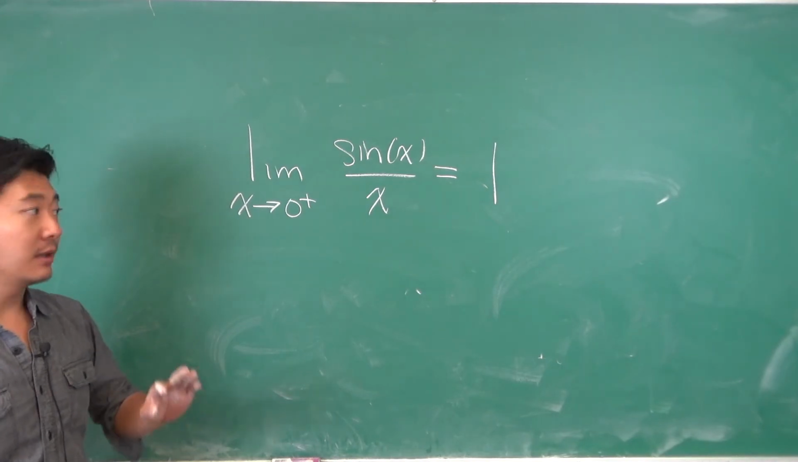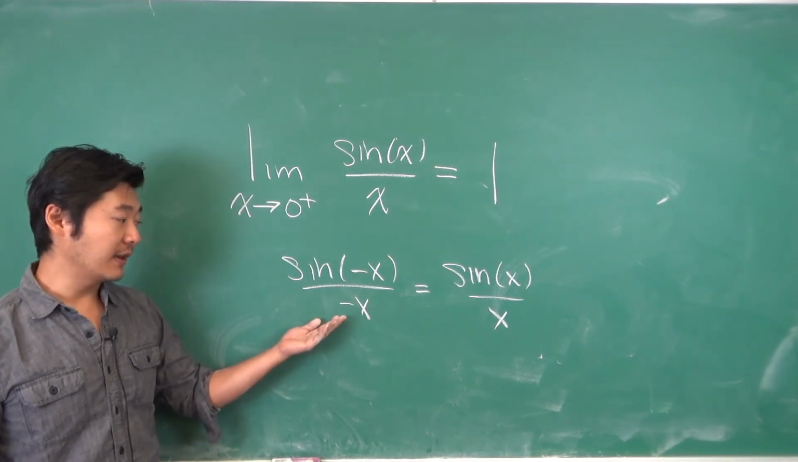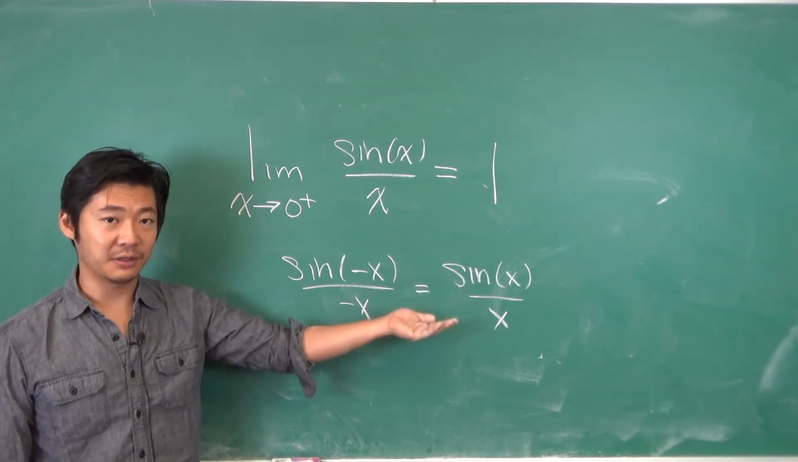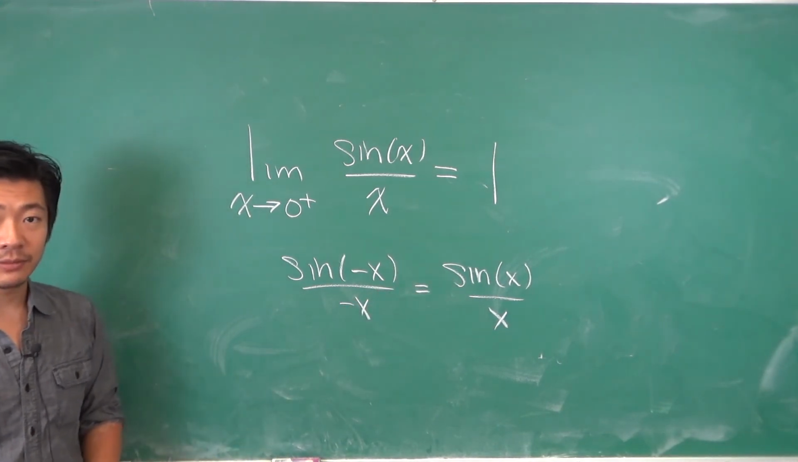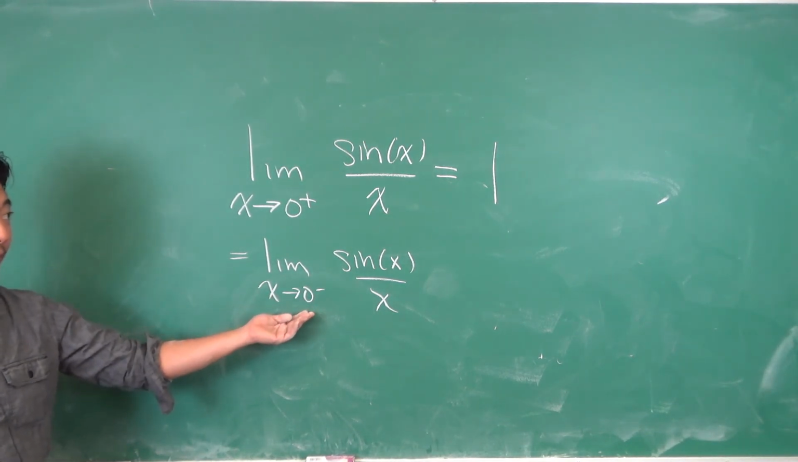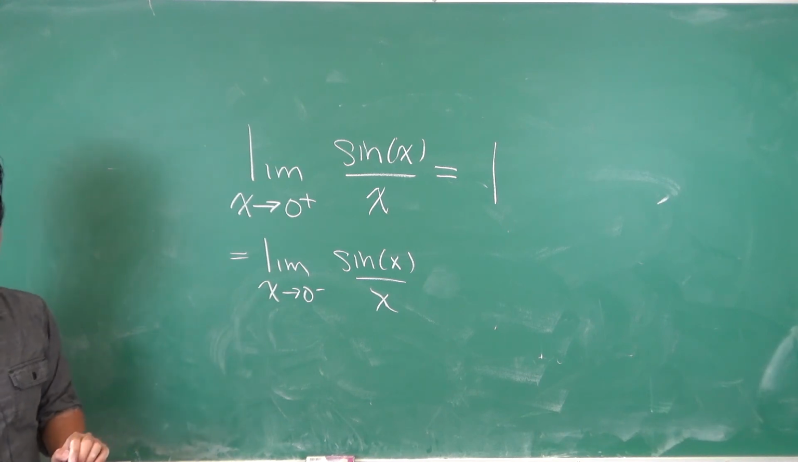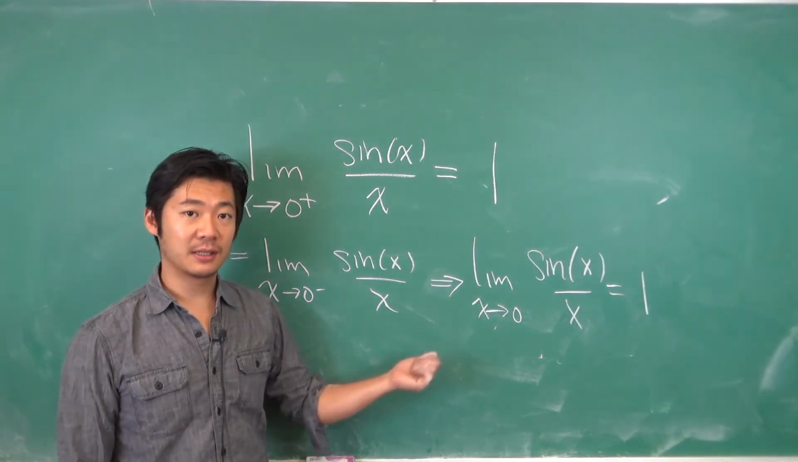But then we can get the other side because sine of negative x over negative x is actually equal to sine of x over x. So it's an even function, which means that the limit as x goes to 0 from the left-hand side is equal to the limit as x goes to 0 from the right-hand side, and so this limit is equal to 1.